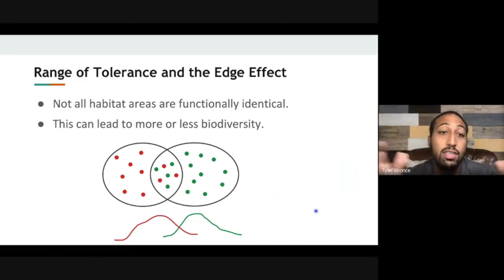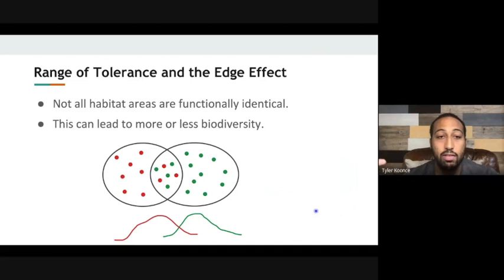Well, obviously, that area and that habitat is not identical to the rest of the field. So you're not going to see as many individuals in that area as you would see somewhere else. It's still going to cause that area to fragment, but we can talk about that later. It can also lead to more or less biodiversity.